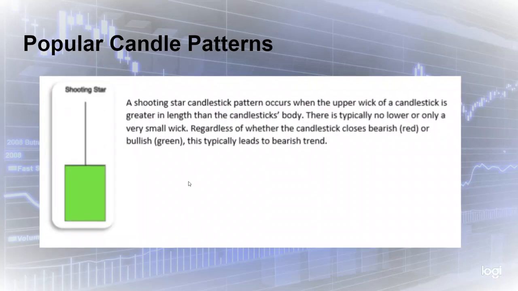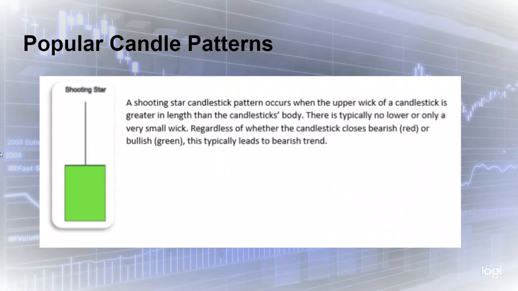So, a shooting star candlestick. This pattern occurs when the upper wick of the candlestick is greater than the length of the candlestick body. There is typically no lower wick, or only a very small lower wick. Regardless of whether the candlestick closes bearish red or bullish green, this typically leads to a bearish trend.